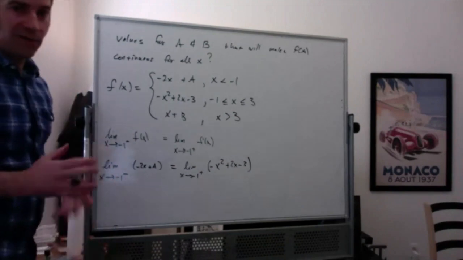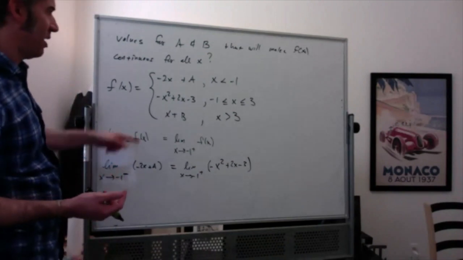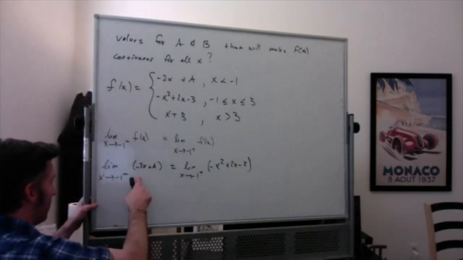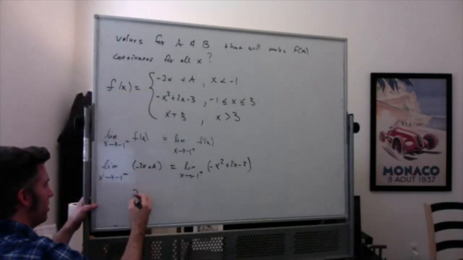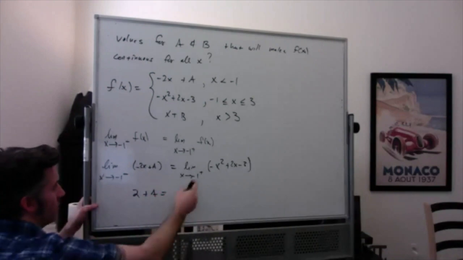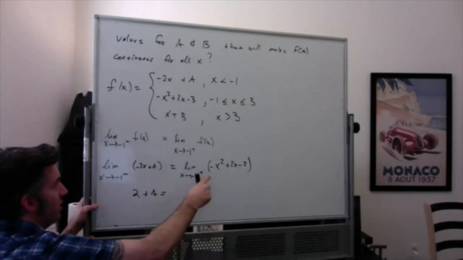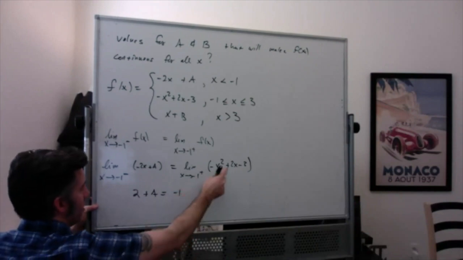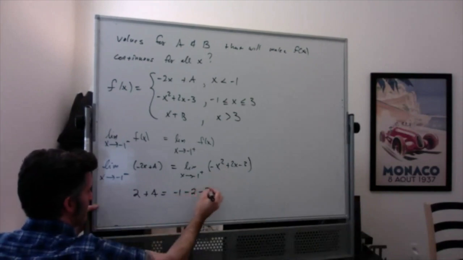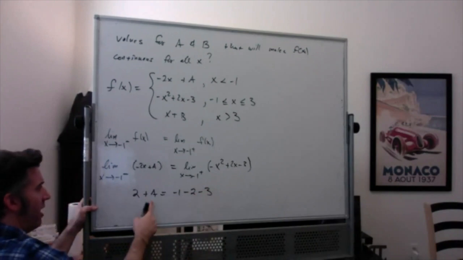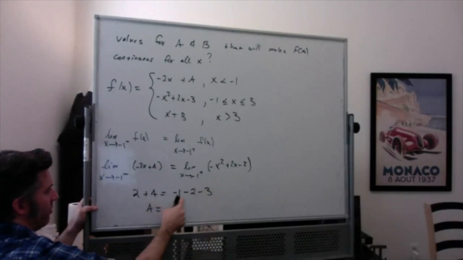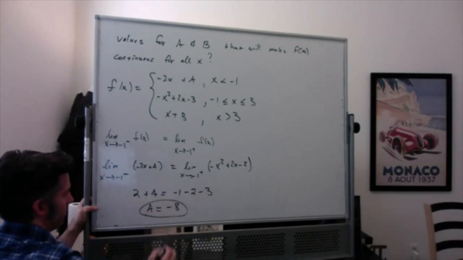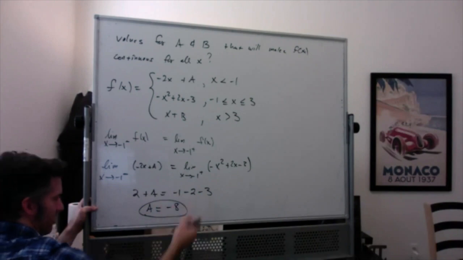So I will say again, you totally probably could have skipped this part and just said, okay, I'm going to plug in negative 1 here, I'm going to plug in negative 1 here and set them equal to each other. So let's see, what do I get? I'm going to get negative 2 times negative 1, so 2 plus a equals, plug in negative 1 here. Negative 1 squared is negative 1, plus 2 times negative 1 is negative 2 minus 3. So solving for a, I get a equal to negative 1 minus 2 minus 3 minus 2, which is going to be negative 8. Right, 2 minus 8 equals negative 6, yeah.